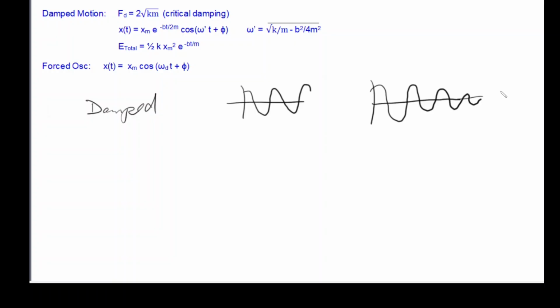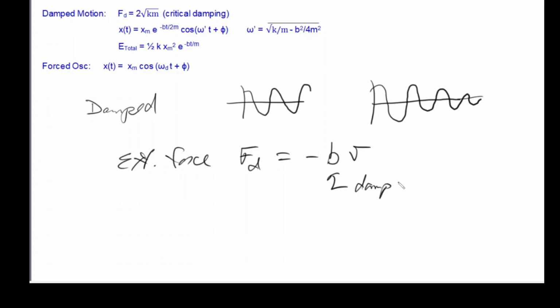And this is due to an external force which converts the mechanical energy of the oscillator into thermal energy. So we'll call that external force that dampens an oscillator F sub D. And that's equal to minus B times velocity, where B is the damping constant.